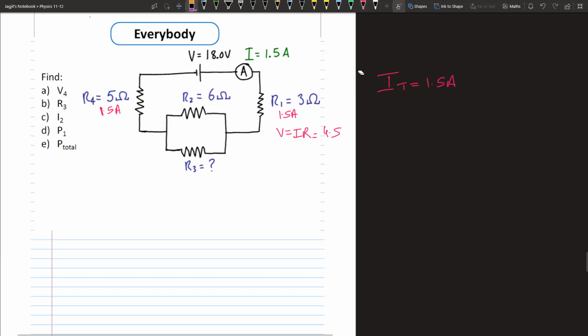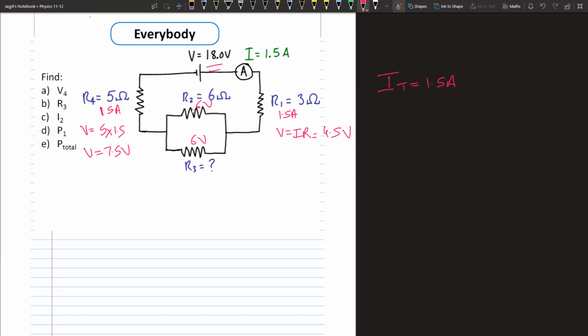4.5 volts. And the voltage over here will be 5 times 1.5, which is a 7.5 volt drop here. My total voltage is 18 volts. So 18 minus 4.5 minus 7.5 gives me 6 volts. So there must be 6 volts across this and 6 volts across this because they're in parallel.